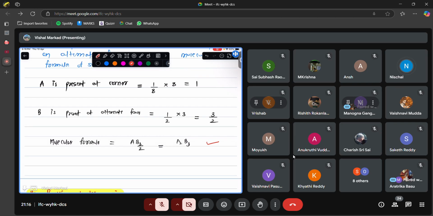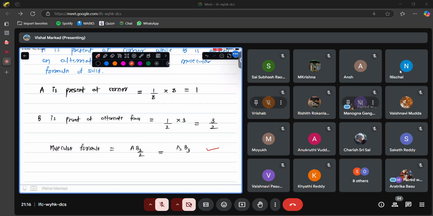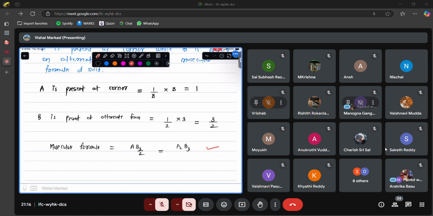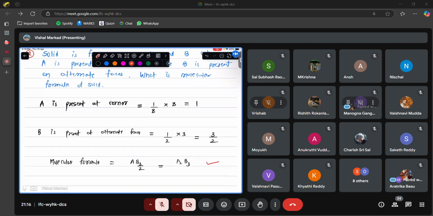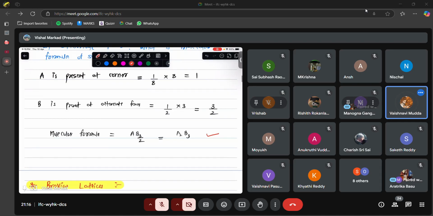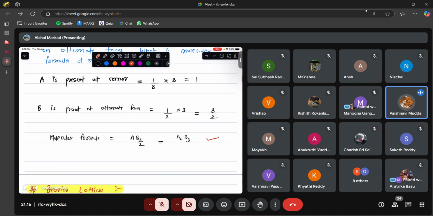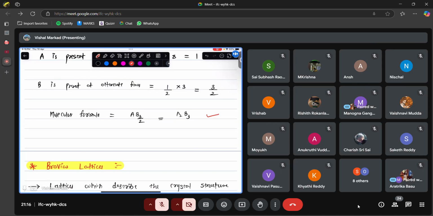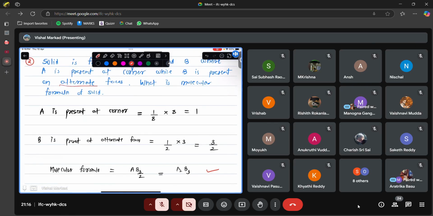Clear this thing? Sir, what do you mean by alternate faces? Exactly. Total how many faces do we have? 6 faces, so any 3 you consider. Sir, but then any two of them will be adjacent, no? They are trying to say that alternate faces means they are asking to consider half only. Okay, sir.